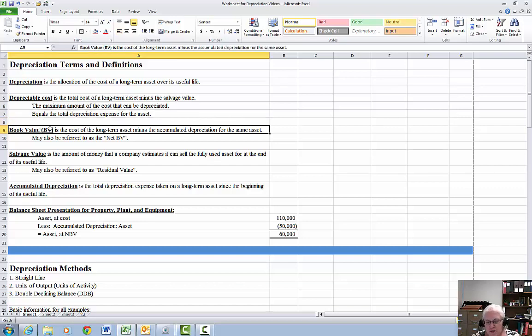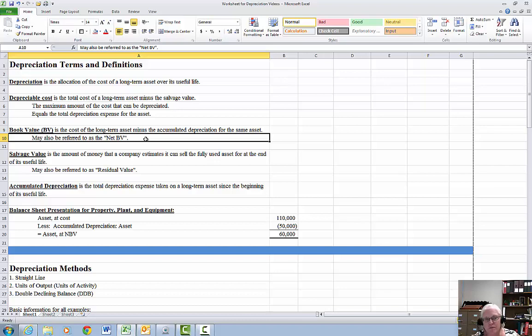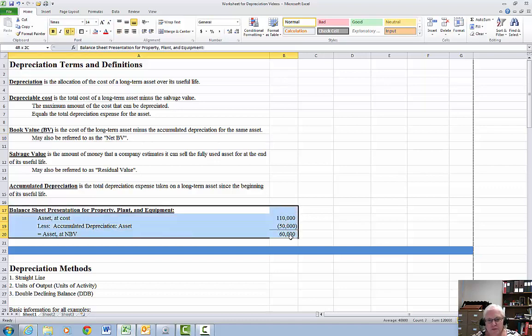Another very important term is book value, which is the cost of the asset minus any accumulated depreciation for the same asset. It may also be referred to as net book value. So let me skip down for just a minute and go to the balance sheet presentation here. This piece is extremely important, and you must understand how it shows up on the balance sheet.